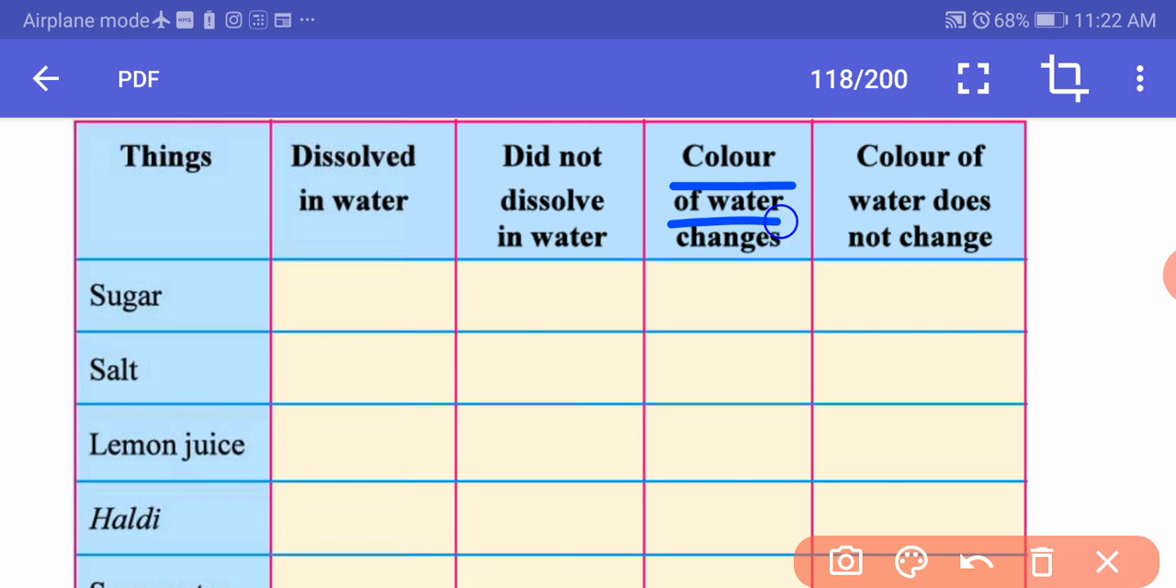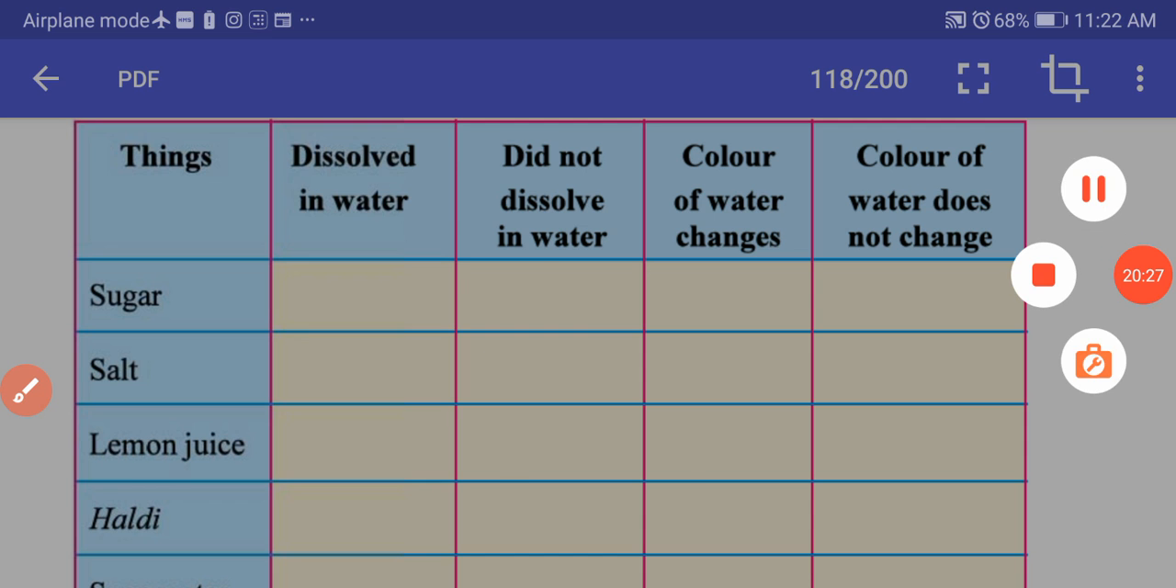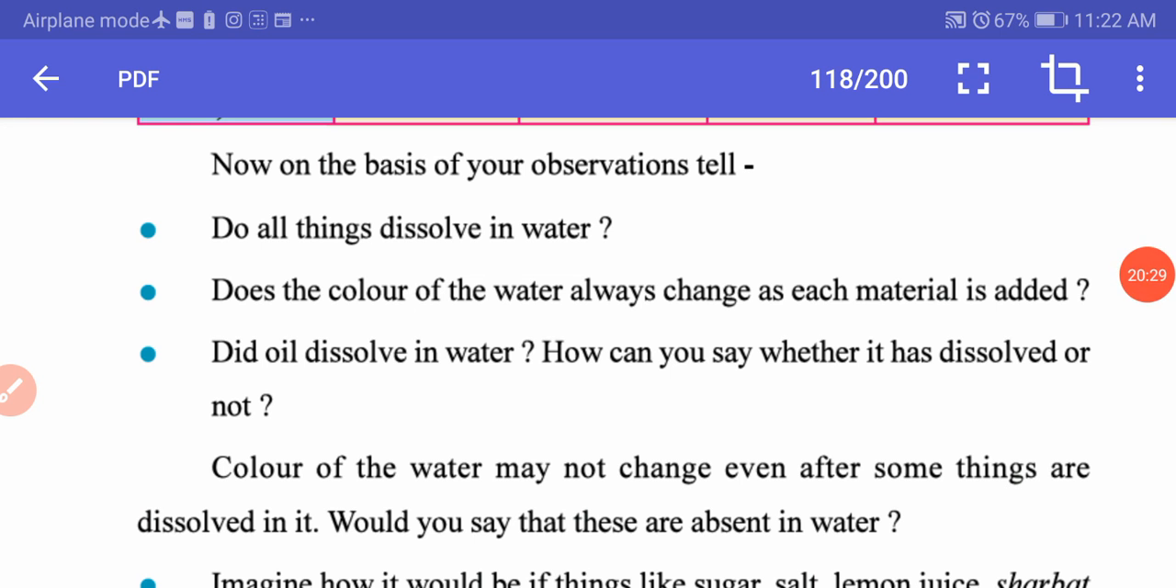Color of water changes. For example, if you add sugar, the color of water might not change. Okay, if you add salt, the color might not change. Even by lemon juice it will not change, but by adding haldi, which means saffron powder, the color of water will change and become yellow. So you have to tick accordingly. Do this experiment by yourself and tick in the appropriate column. Then there are some questions given below which you have to answer based on the experiment which you are doing.